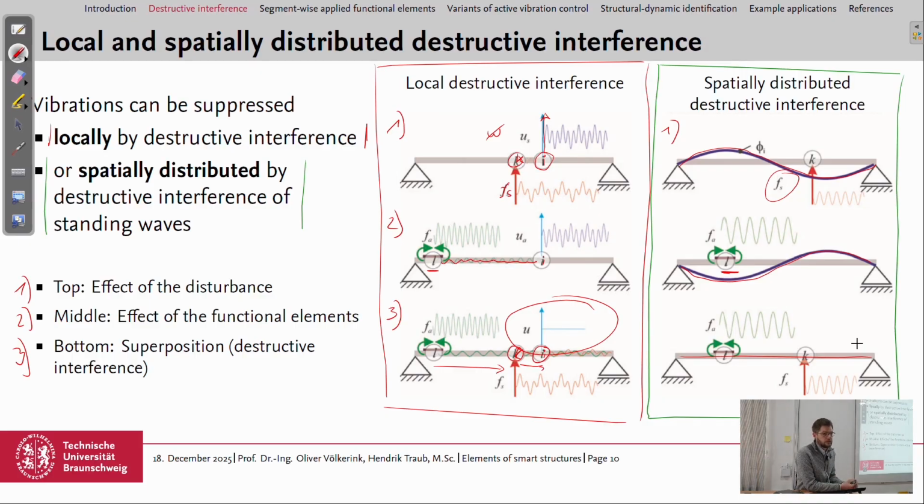In the second case, several places destructive interference will happen. Here only locally. Correct. So here we have destructive interference over the whole beam, and here we only have destructive interference here.